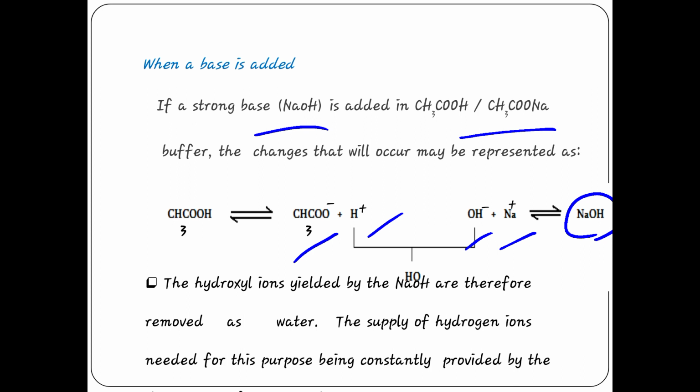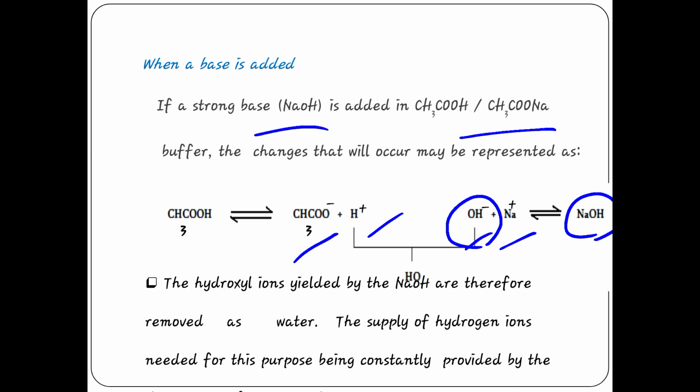This increases the concentration of OH minus ions. The OH minus ion concentration is then decreased because they react with H plus ions to form water, H2O. The hydroxyl ions yielded by the NaOH are therefore removed as water.